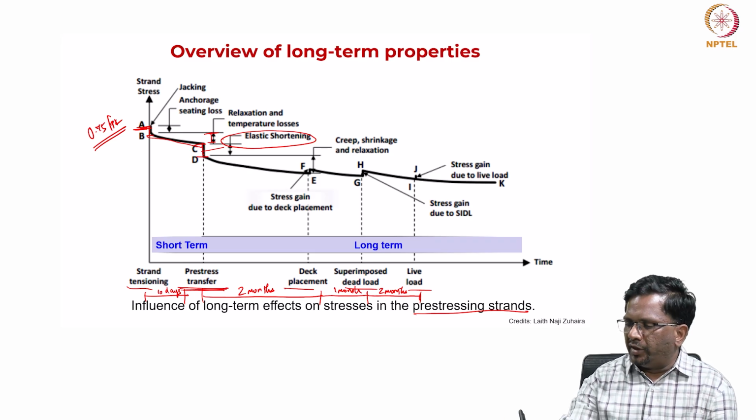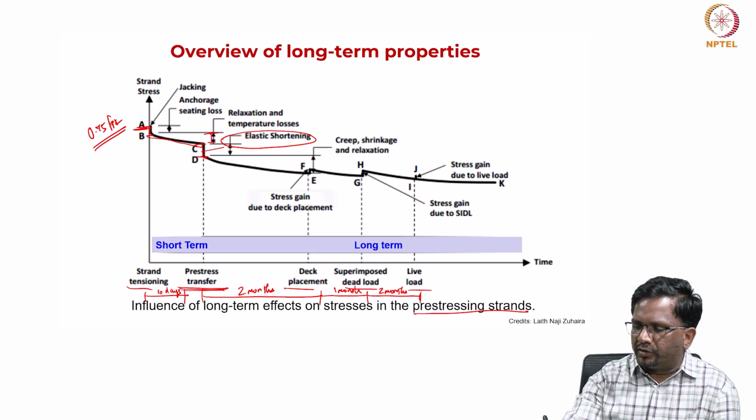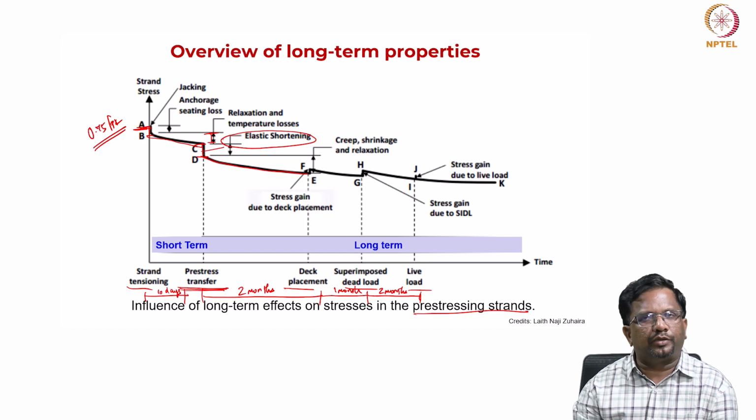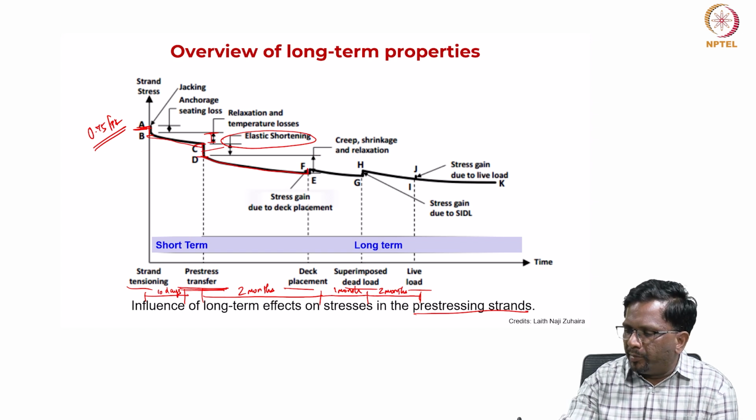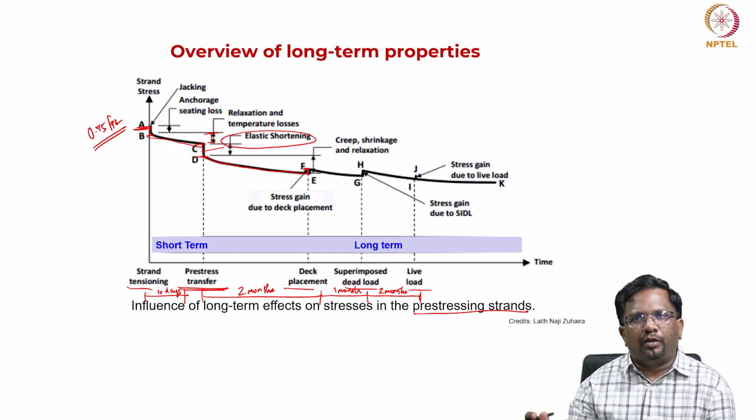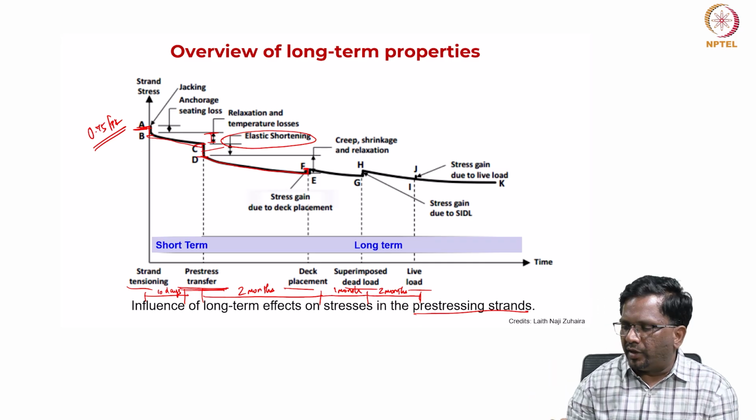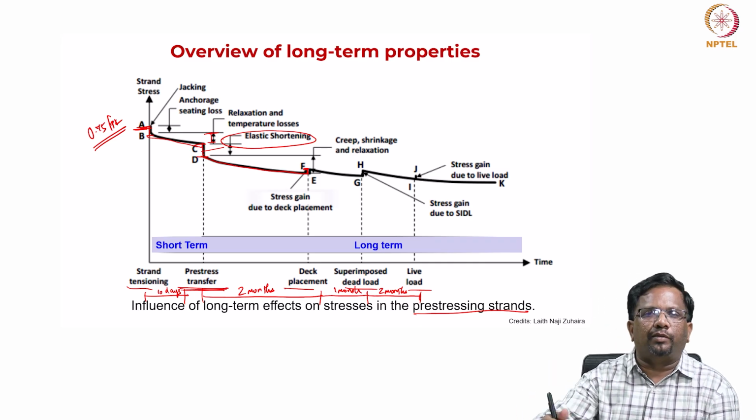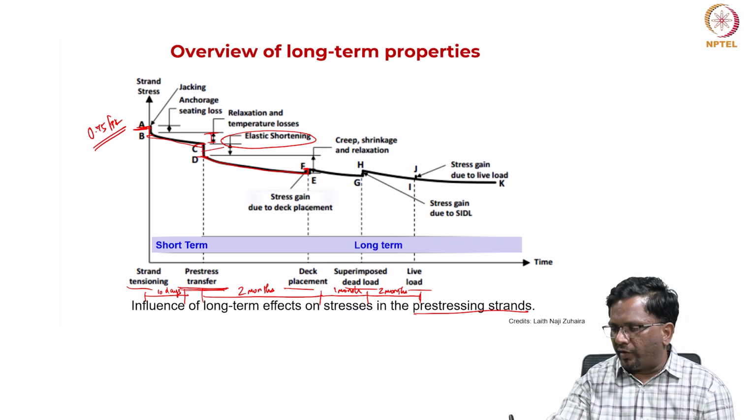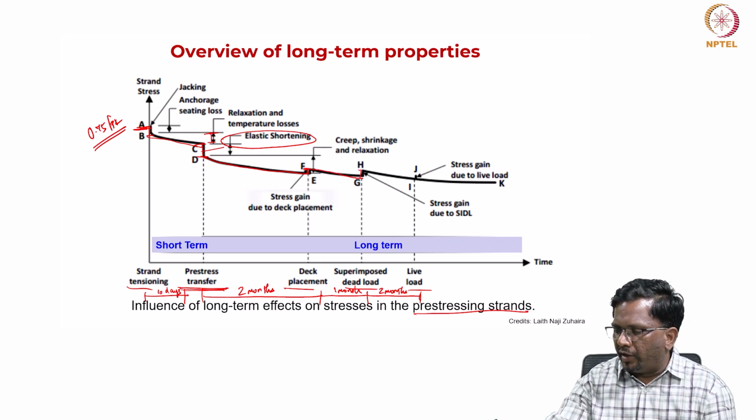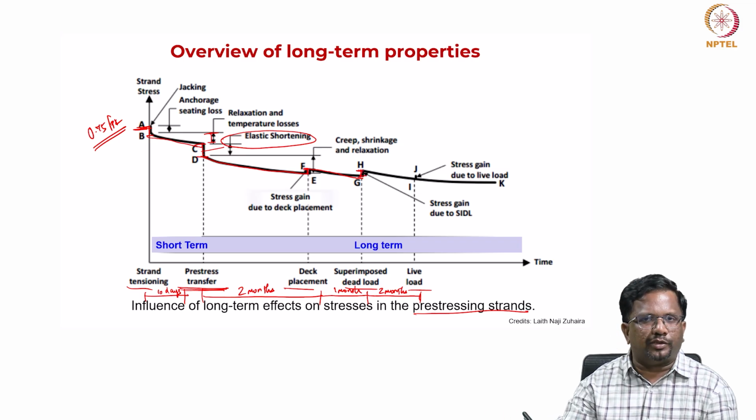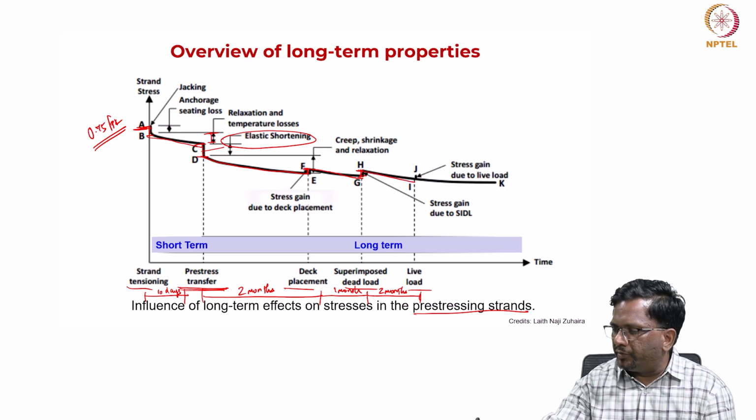Now, the moment you see here, this is very interesting. This is the loss that is happening to the pre-stress. Now, there is a small increment in stress that is going to happen. Why? Because when the loads are acting, that is going to produce more tension and the stress in the strand will go up. Then again further losses will happen. Then the moment you have more superimposed load, again there will be some increment in your stress. Then further losses will happen, right.